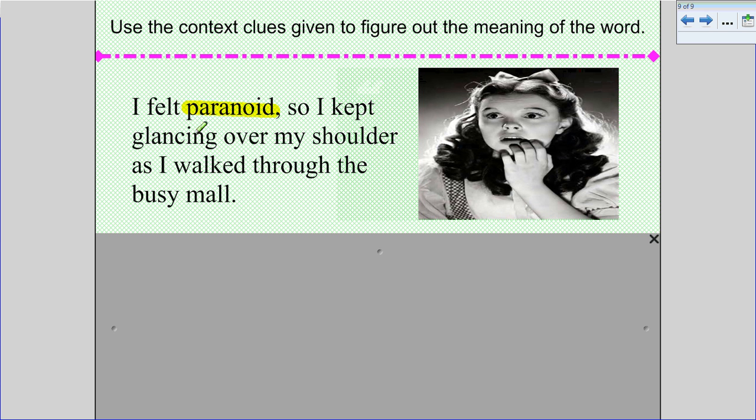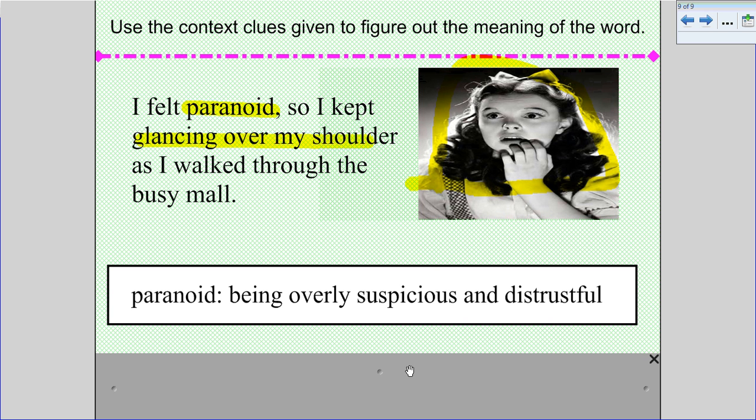And if this person is glancing over their shoulder, they must feel like maybe something's wrong. As I look at this picture, I get the feeling that this person may be worried or distrusting. Usually, if I'm glancing over my shoulder, I feel worried or distrusting. Your definition of paranoid is being overly suspicious or distrustful. This means that you are usually apart from reality. Please add this definition to your graphic organizer.